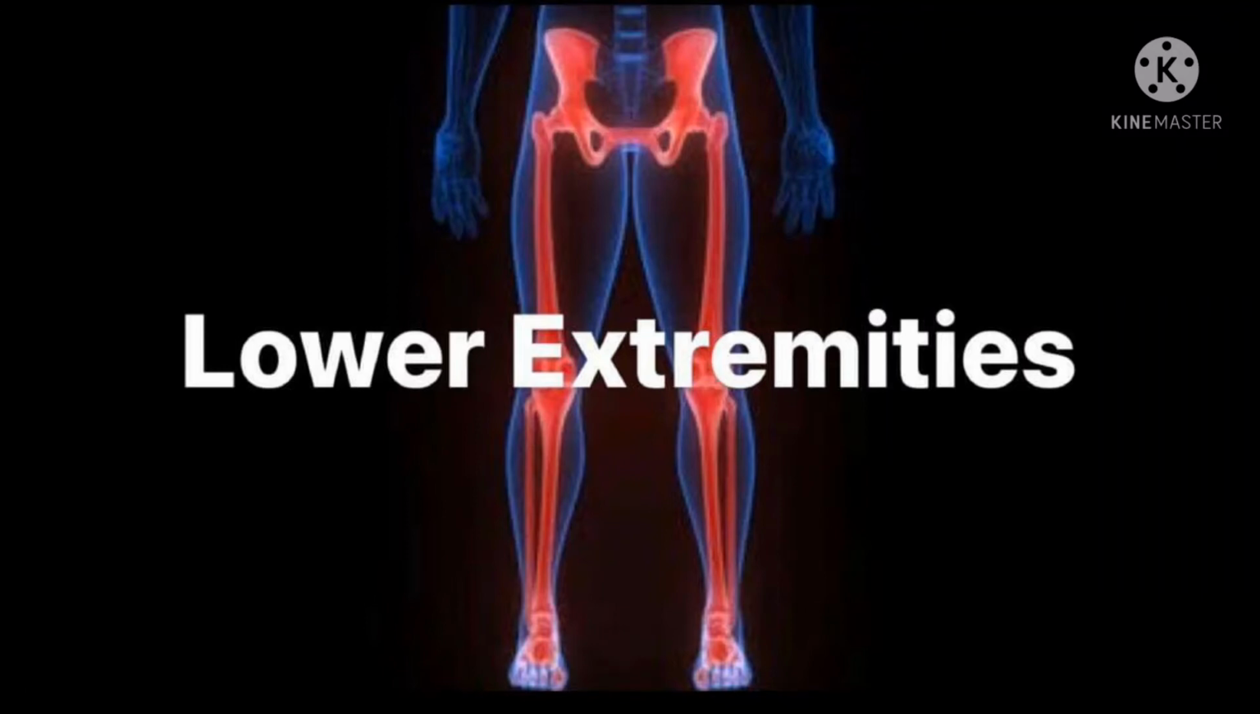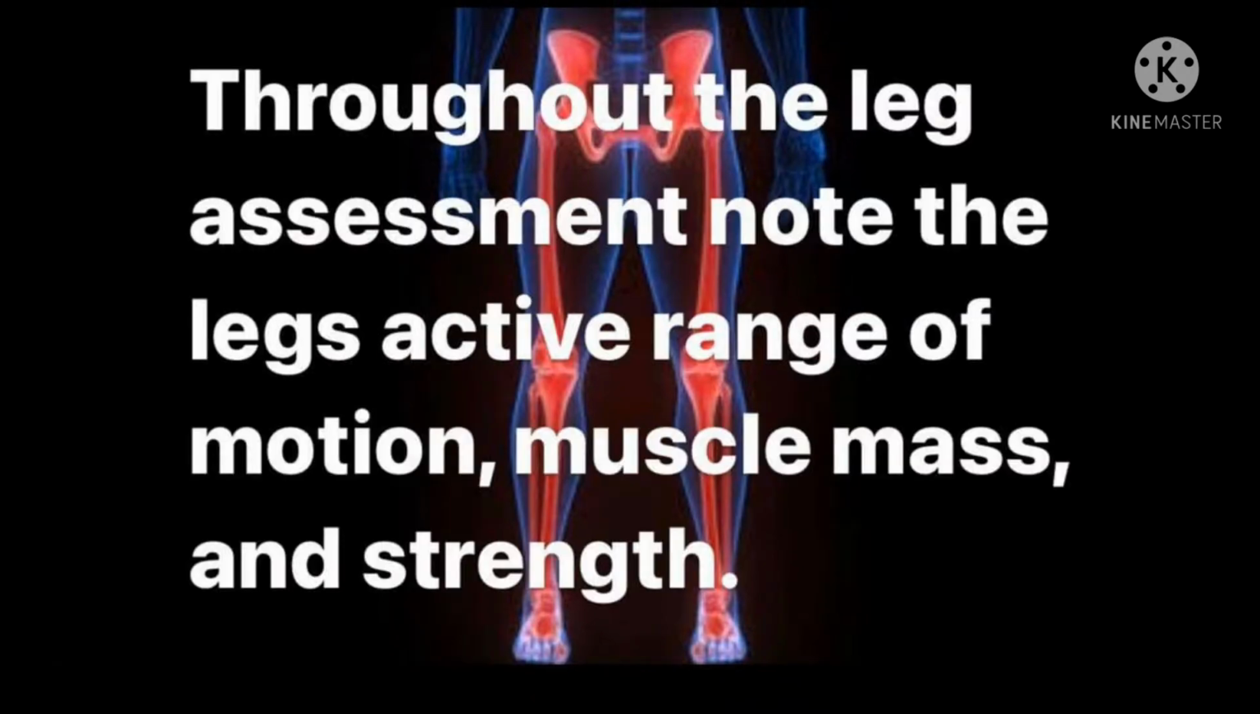So now we proceed to segment 4, which is the lower extremities. Throughout the leg assessment, note the leg's active range of motion, muscle mass, and strength.